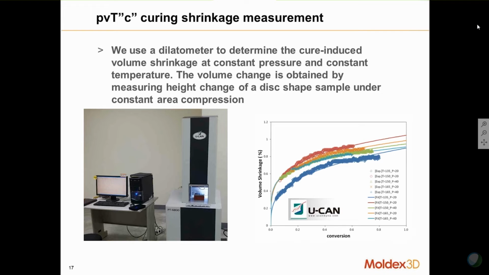This is the PVT with the curing shrinkage measurements, what we call the PVTC. For thermoset materials, volumetric shrinkage is not just a function of temperature or just a function of pressure, but it is also a function of conversion. So in this case, we can determine the volumetric shrinkage as a function of conversion. And imagine that if you're working on very precise electronic components such as semiconductor packaging, then you would need to determine the volumetric shrinkage as a function of conversion.